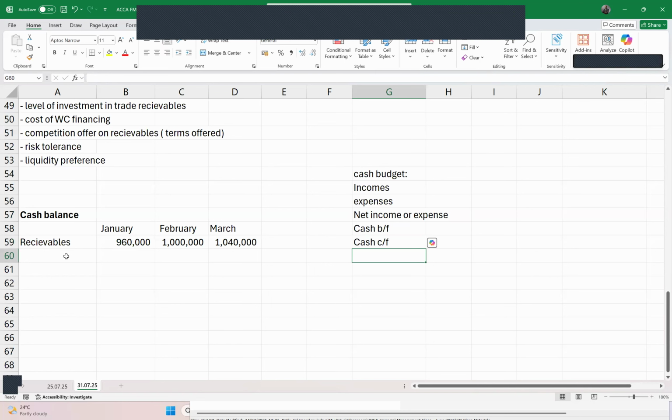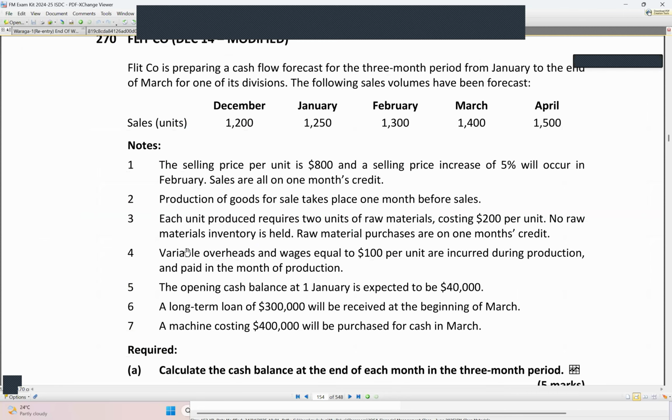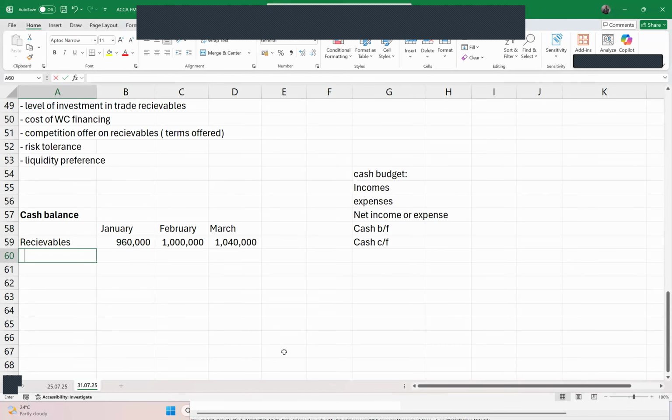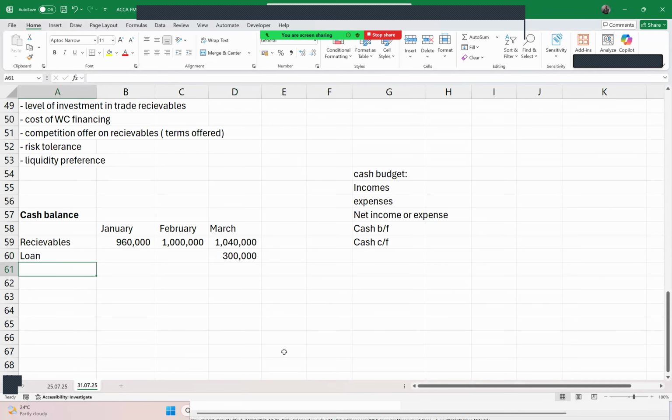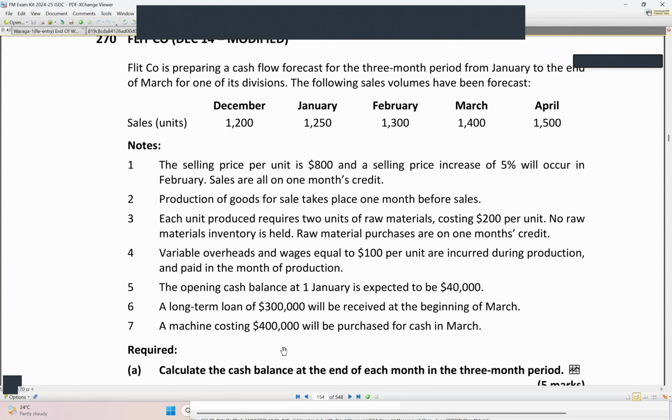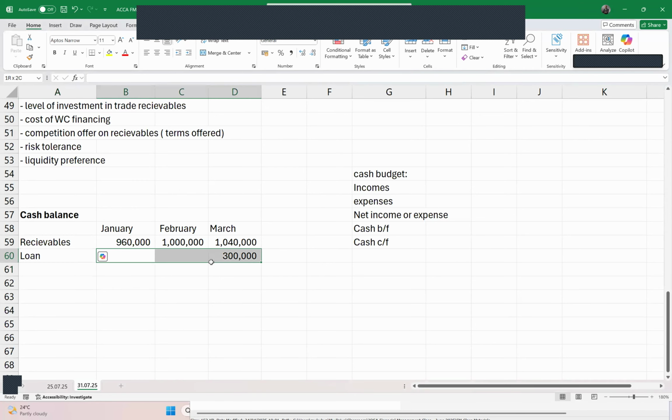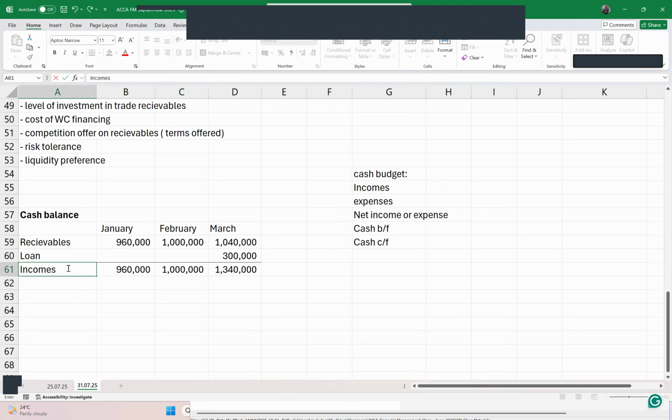So we are now starting with the incomes. So the incomes, we have receivables, another income here, there is a long-term loan of 300,000 received at the beginning of March. So we have a loan, 300,000. So those are the incomes. So we can actually add these ones up. These are the incomes.